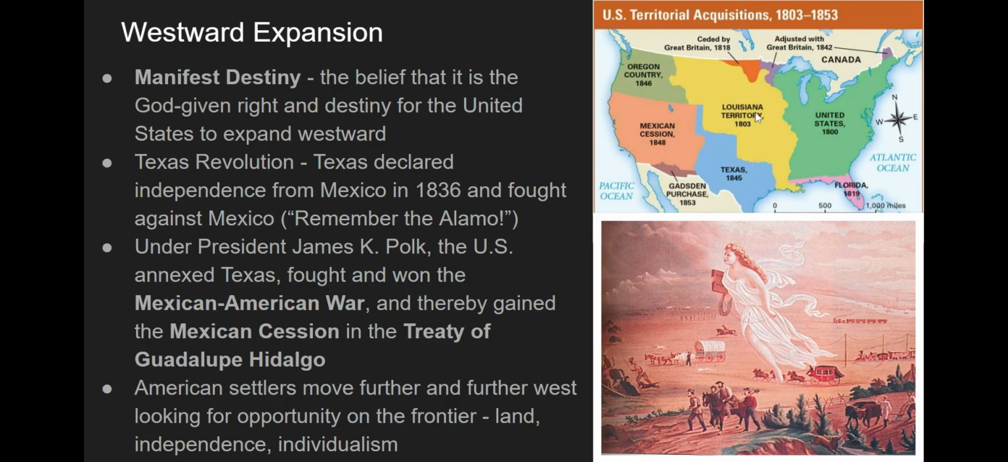So again, if you look at this map at our acquisitions, we got the Louisiana Territory back in 1803, but eventually we keep moving further west. We get Texas after the independence they declare. We negotiate with Canada, Great Britain, and get Oregon country. And then we gain the Mexican Cession after the Mexican-American War. Eventually, we get the Gadsden Purchase. That's something that we bought. You might hear the phrase fought or bought for all this land. We bought this because they wanted to build a railroad through here. That did not end up happening.